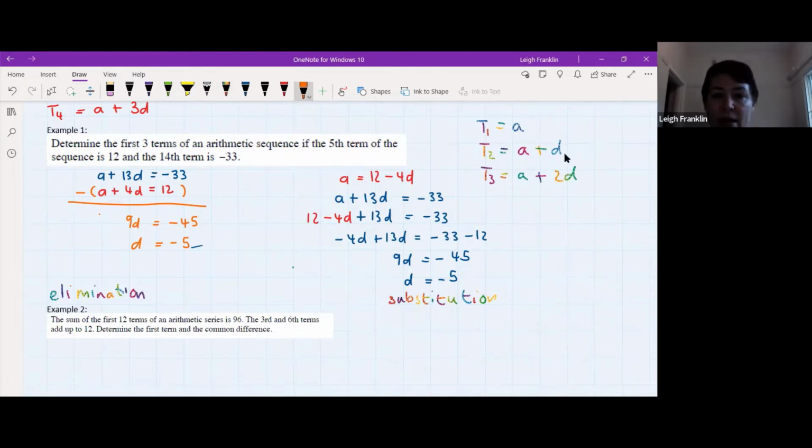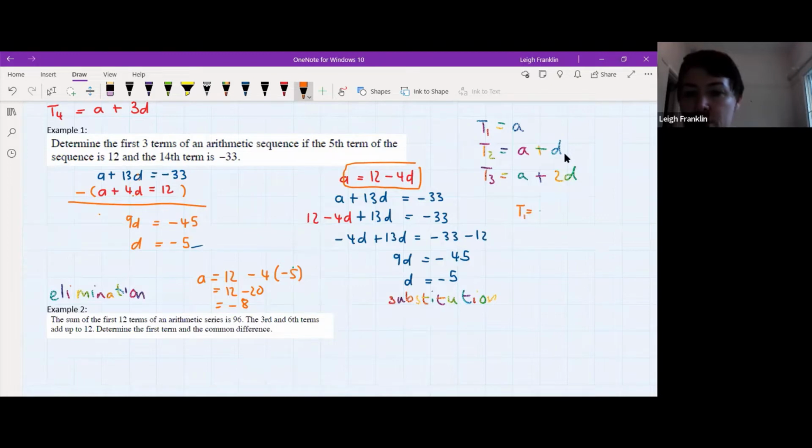All right, so now calculating A, I can use this equation over here, or I could use either one of these 2 equations that I started with. So if A is equal to 12 minus 4 times D, which is negative 5, I've got 12 minus 20, which means that A has to be equal to negative 8. Okay, matric. So that means that term 1 is going to be negative 8.